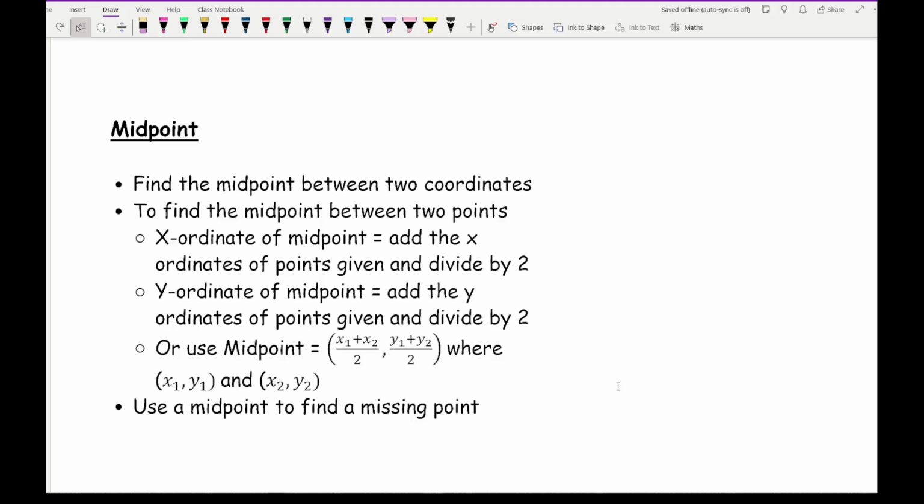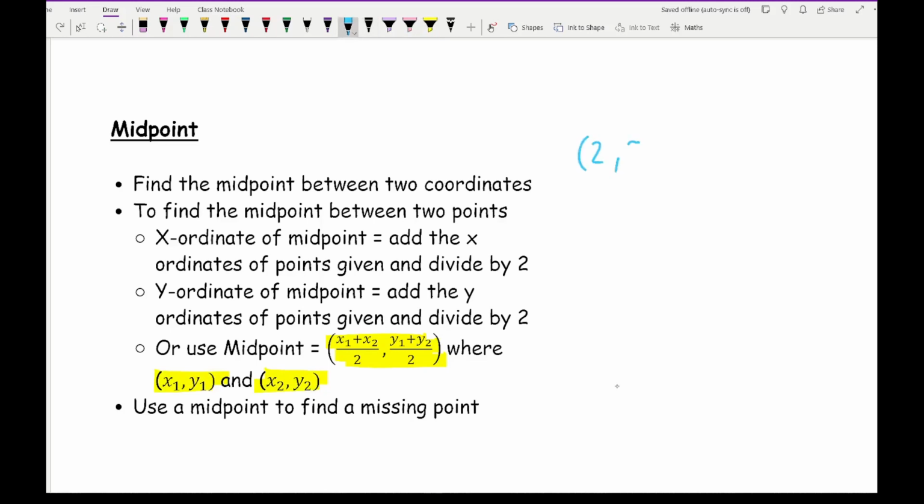So here, to find the midpoint of two coordinates, all you've got to do is to find the x ordinate, which is the first value, simply add the two x ordinates together and then divide it by 2. And then for the y ordinate, add them together, divide by 2, and you get that. Or you can alternately use this formula, which tends to be used at a higher level, but I would say it's not really needed. So let's just go for a quick example.